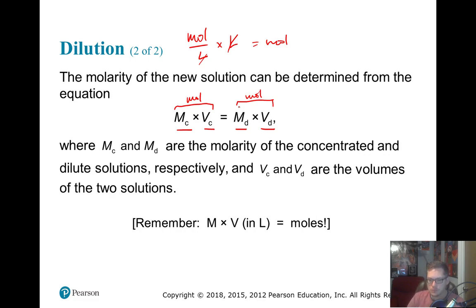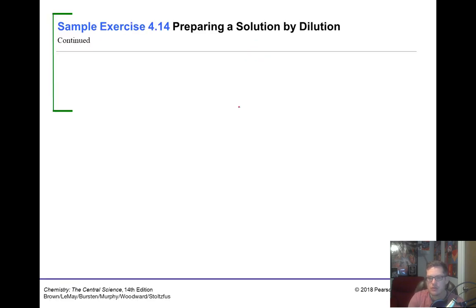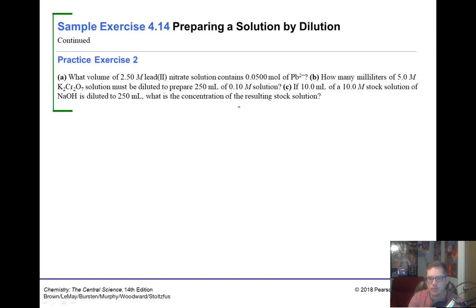So molarity times the volume equals molarity times the volume. Just make sure that you keep the concentrated on one side and the dilute on the other. Plug in what you need and then solve the algebra. It's not too hard, really. So we'll do one or two of these. It should be pretty easy.